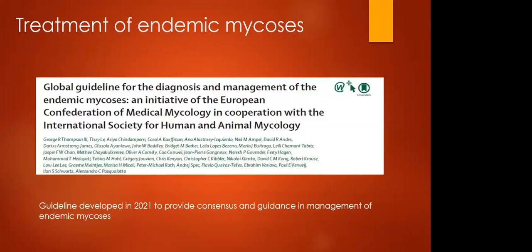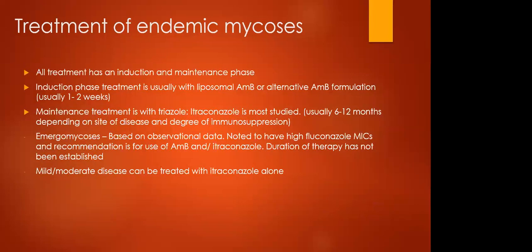So my last two slides is just looking at treatment of endemic mycosis. So this is a guideline taken from the European Confederation of Medical Mycology, and it was developed in 2021 to provide a consensus and guidance in management of endemic mycosis. I've summarized it in one slide because essentially all treatment has an induction and maintenance phase. So the induction phase of treatment is usually with liposomal amphotericin B or an alternative amphotericin B formulation, and that's usually 1 to 2 weeks.